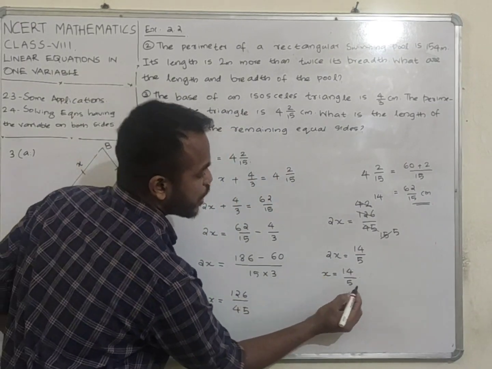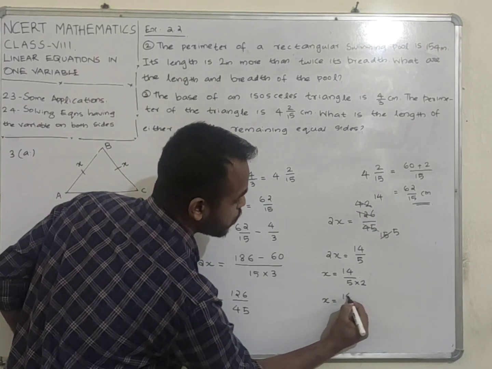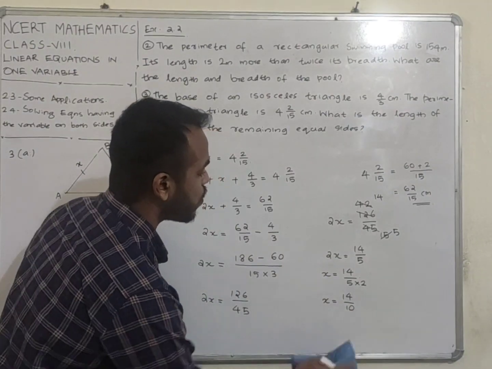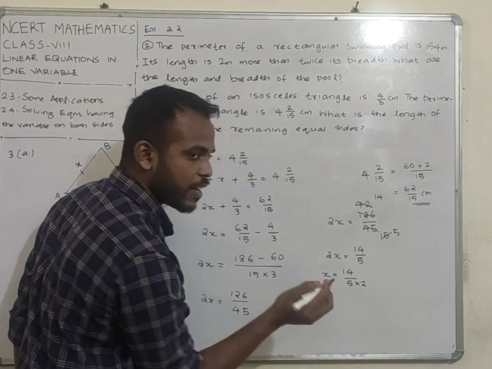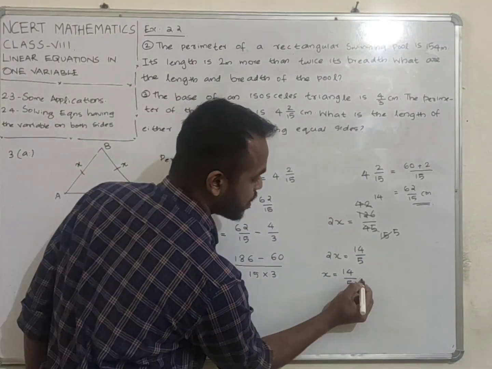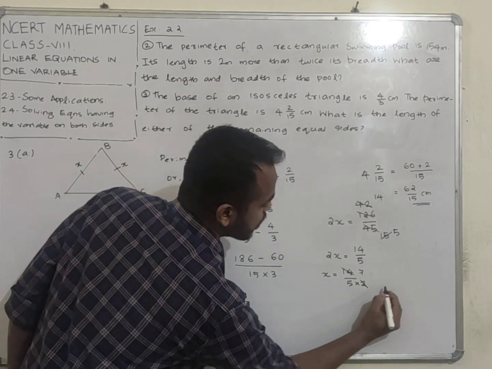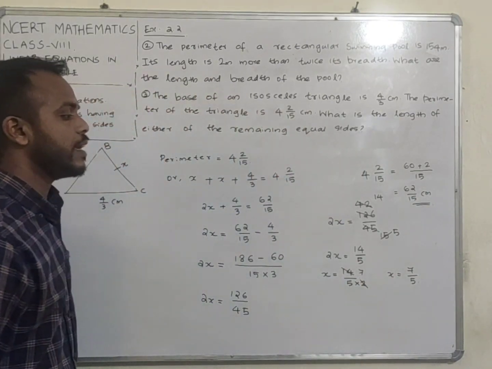And this 2 can be taken to the right hand side, so it becomes multiplication. So x is equal to 14 by 10. Or we can cancel the 2 already. I am making these mistakes so that you can understand how this can be easily done. So cancelling 2 and 14 we get 7. So the answer becomes x is equal to 7 by 5. So this is the answer.